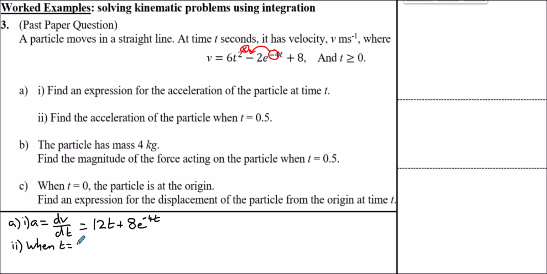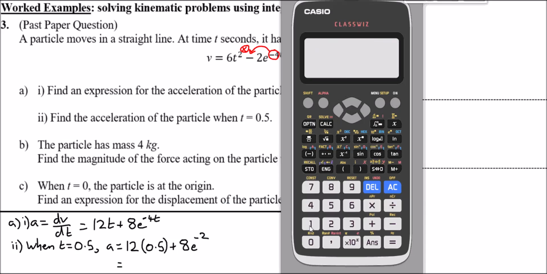So when t equals 0.5, a is going to be 12 lots of 0.5 plus 8 lots of e to the power minus 4 times 0.5. Well, 4 times 0.5 is going to be minus 2. And so we can just evaluate this, but we do need a calculator, unless you can do powers of e in your head, which I very much doubt. So 12 multiplied by 0.5, then plus 8 lots of e. Now to get e, we press alpha and then this power button here, the x10x standard form button. Then we do that to the power of minus 2, press equals, we get this decimal.